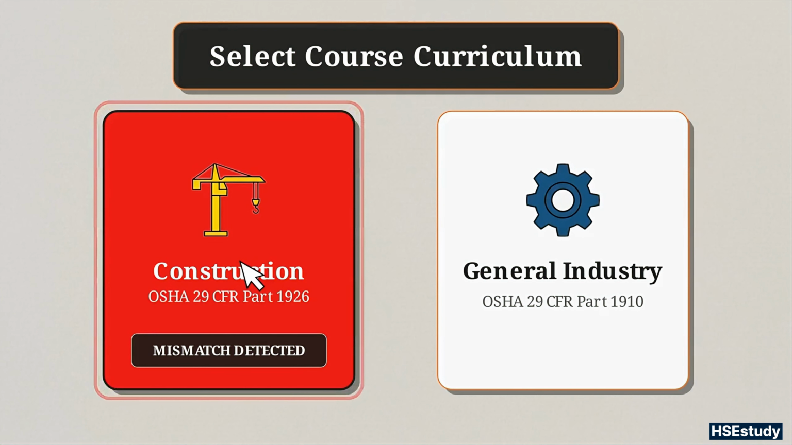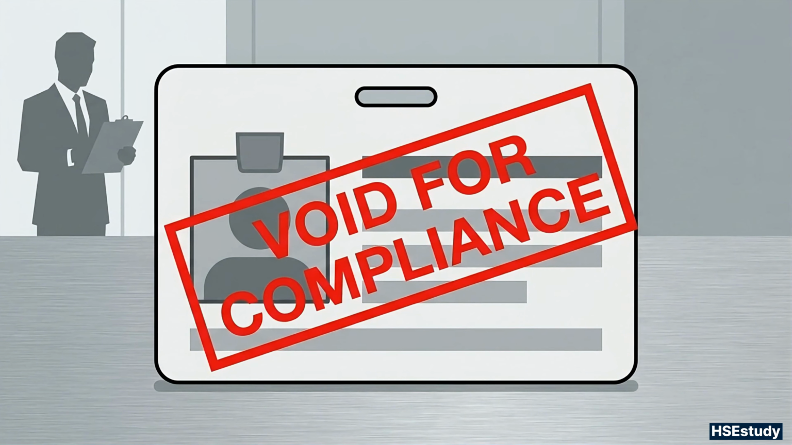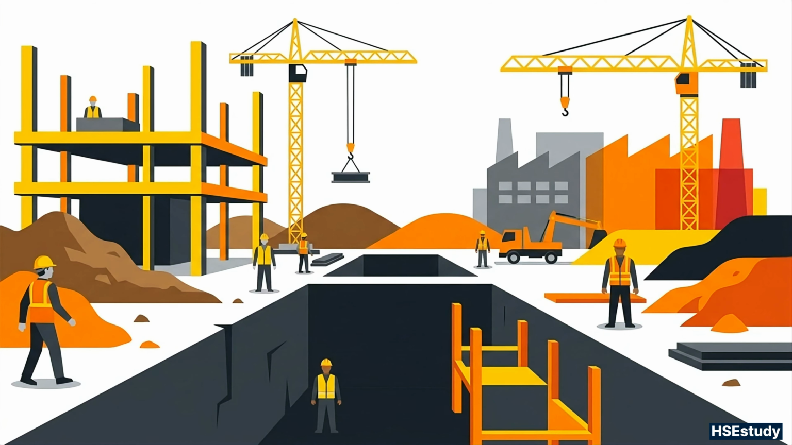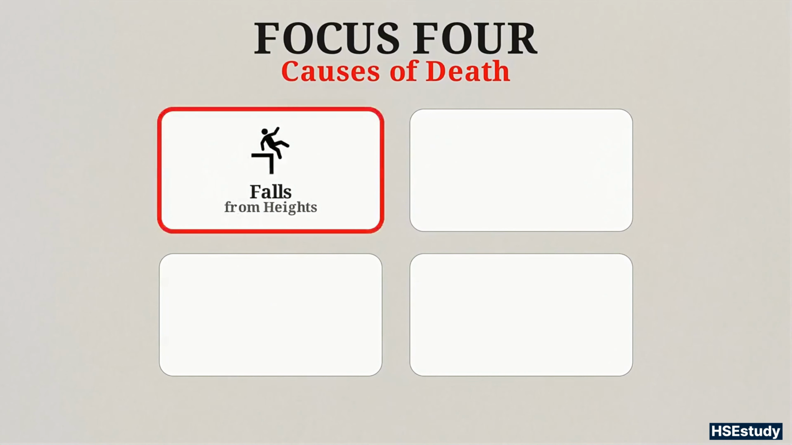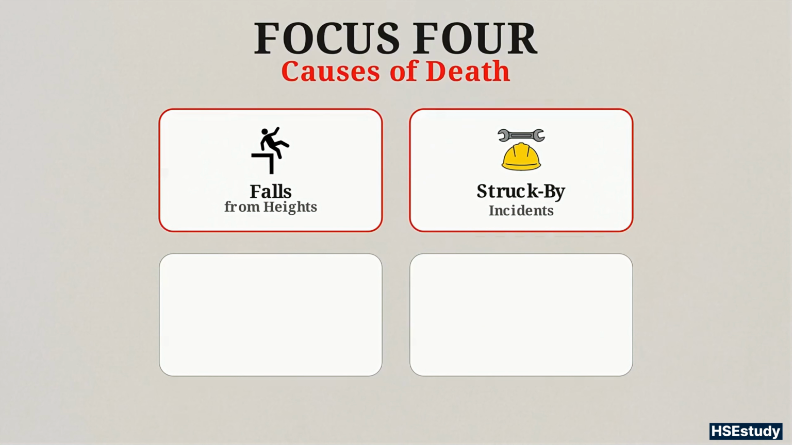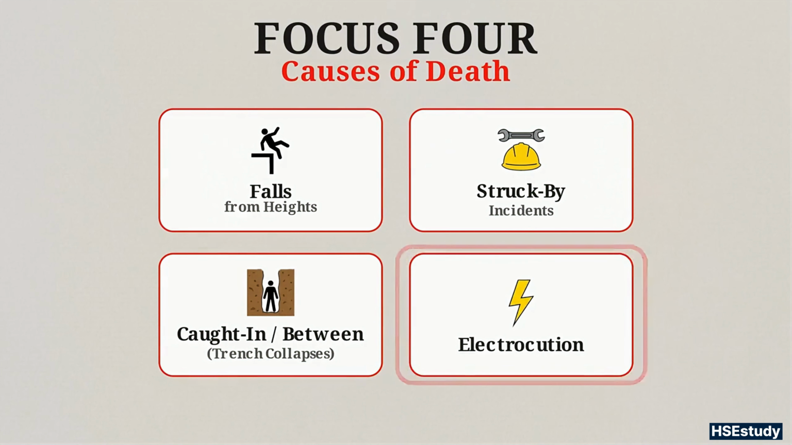Enrolling in the construction version while working in a manufacturing plant results in a completion card that most employers will find functionally useless for their compliance records. These industries operate under different federal standards. The 1926 construction standard focuses on the hazards of an active, ever-changing building site, specifically the Focus 4 causes of death: falls from heights, struck by incidents, trench collapses, and electrocution.